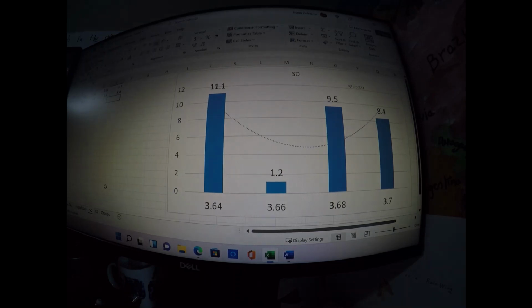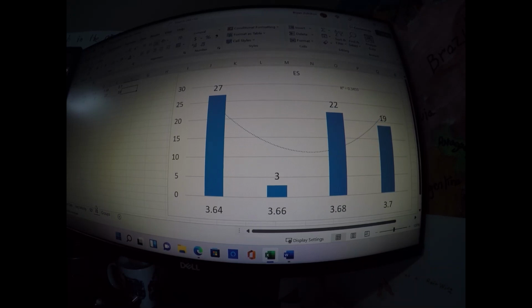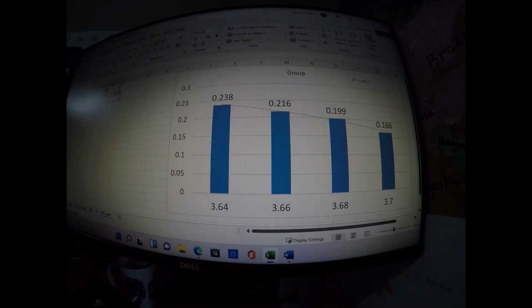Standard deviations were fairly consistent again, but we did have at 3.66 a tiny little standard deviation of 1.2. That just for whatever reason shot really well. Again, this is just a sample of a five-shot group in each of these weights. But that 3.66 for standard deviation looks really good. Extreme spread, the 3.66 once again had a very low extreme spread. The rest of them were 19, 22, and 27. The groups shot were really good groups and consistent.